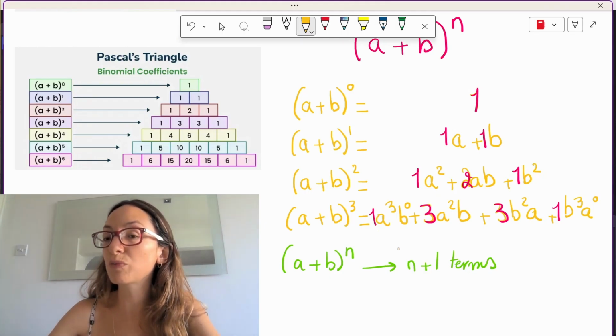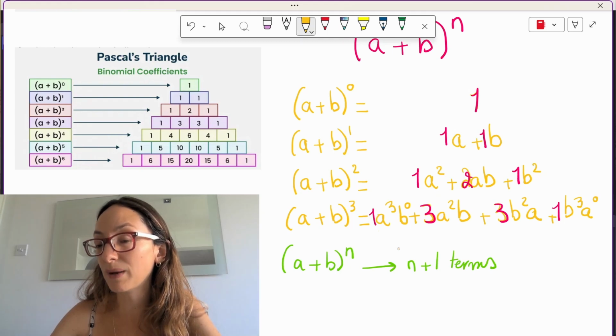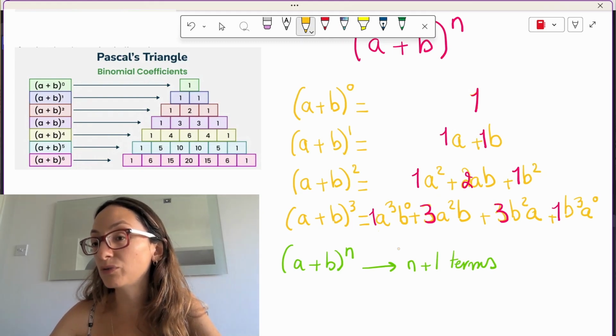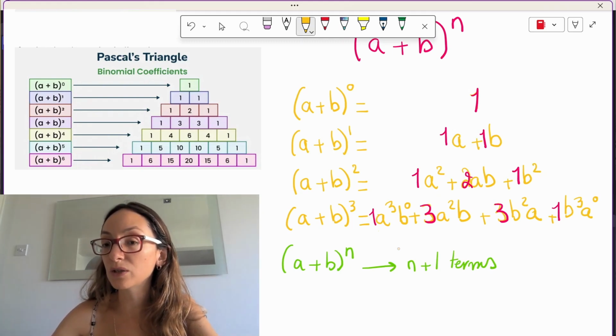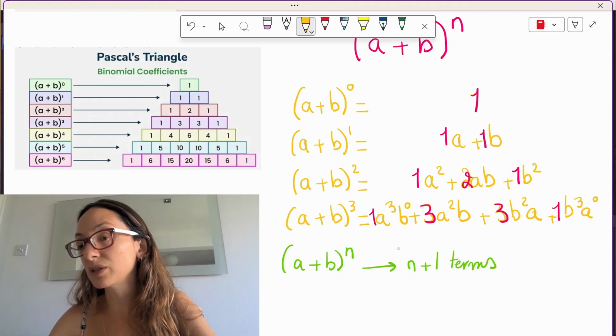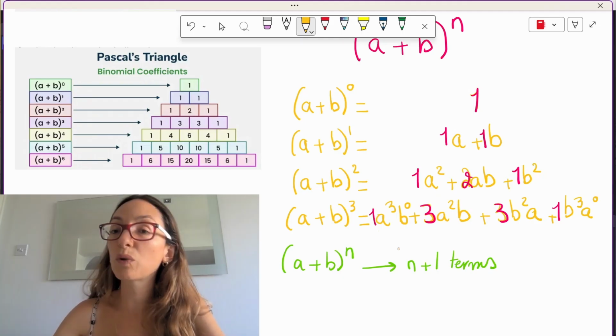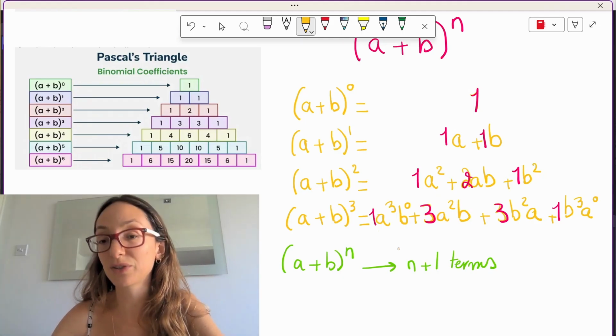Now look what happens with b. It's actually the exact opposite. We have b to the power of 0, b to the power of 1, b to the power of 2, and finally b to the power of 3. So moving in one direction, the powers of a keep decreasing while the powers of b start increasing.